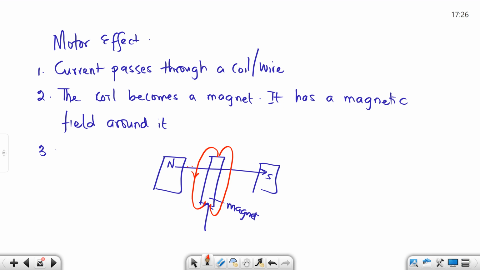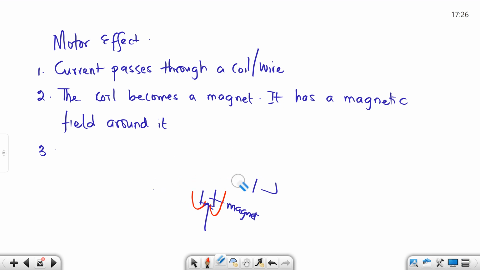So it rotates, it falls freely, comes back again, is pushed again. And that's how it keeps what? Rotating. That's the principle of the motor effect. So current passes through a coil. The coil becomes a magnet, which means it has a magnetic field.